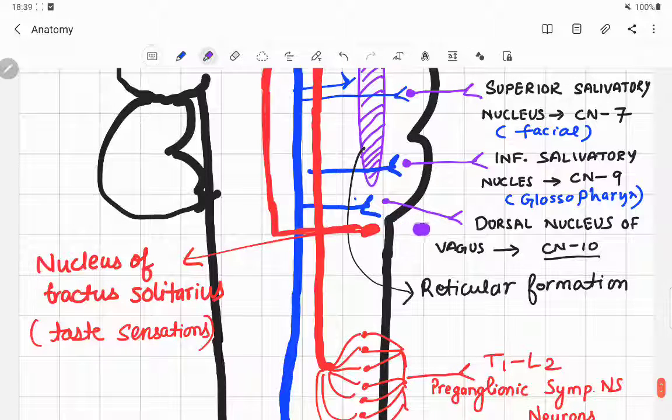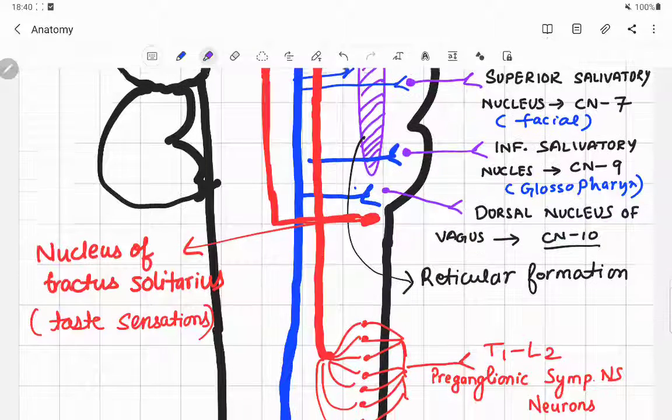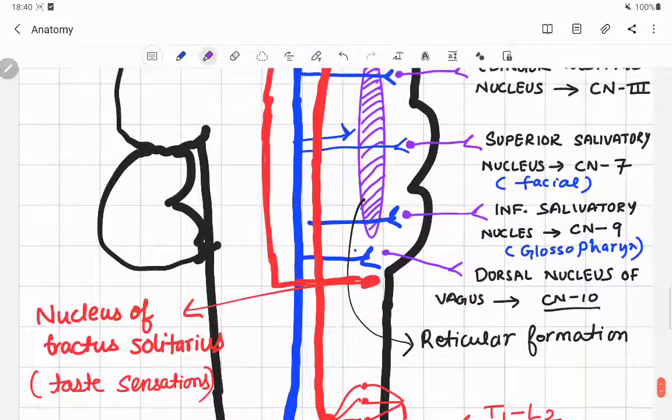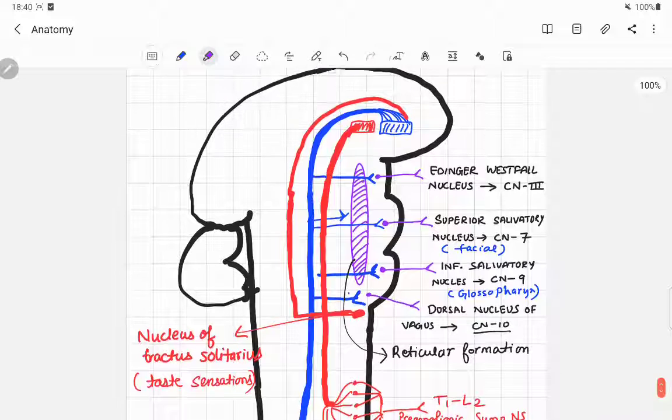And this structure, which forms the connection with cranial nerve 10, is called the dorsal nucleus of vagus. The name is very clear: it helps in forming the connection between the tracts from the anterior hypothalamic nucleus and the vagus nerve. That is why it is called the dorsal nucleus of vagus. This structure, located right here, is called the reticular formation. We'll look at its function a little bit later.